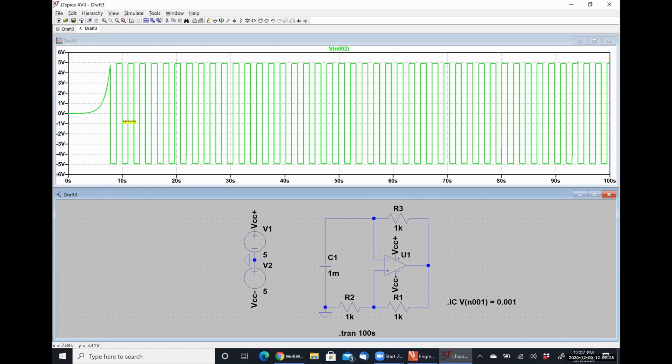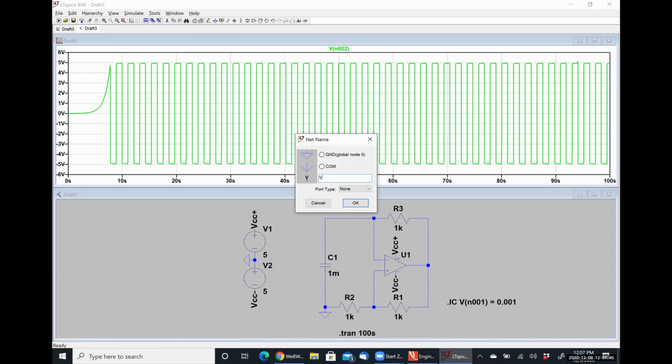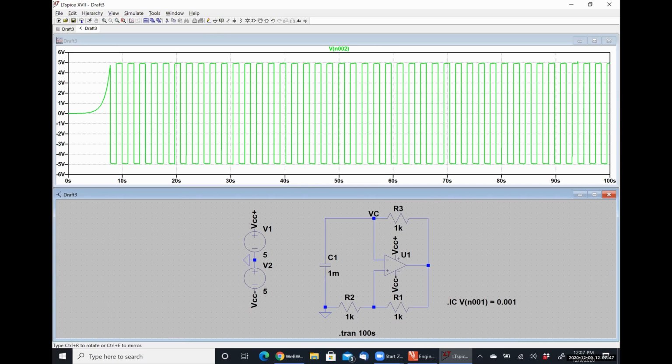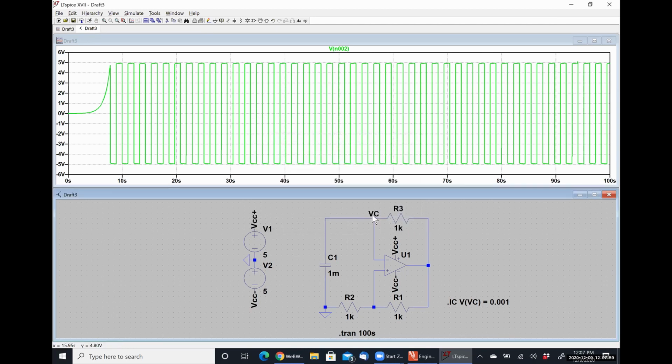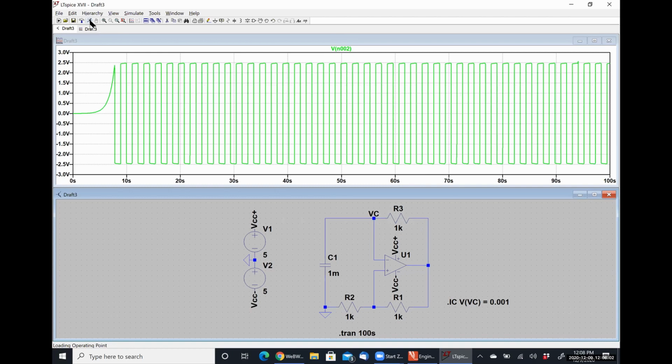Sure. So two ways we can do it. One, when I put my voltage probe over it, it says VN001. So that's one way. Or I can put a marker on here. So I could call this VC. And then I can edit this to be the voltage at the node I've labeled as VC. And it does the exact same thing.